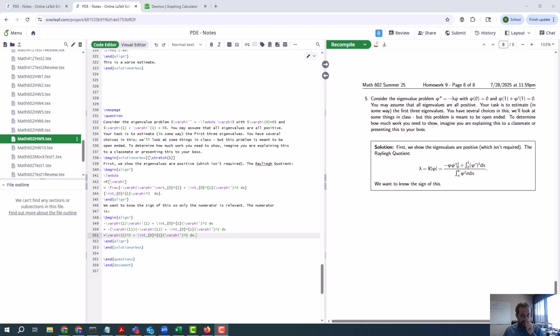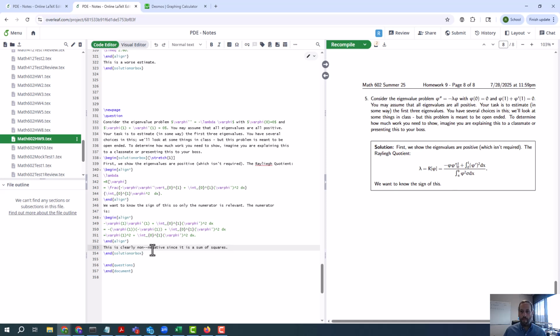Now, this definitely shows it's non-negative because this is non-negative and that's non-negative. So this is clearly non-negative since it is a sum of squares. Is it positive though? What if phi of 1 is equal to 0, and what if phi prime is equal to 0? There are several different ways we can argue that this has to be positive.